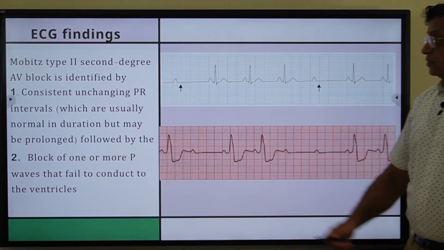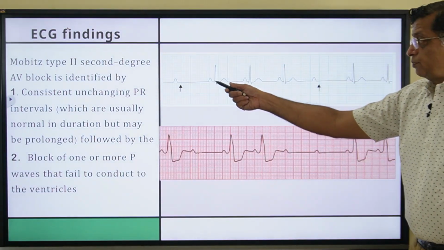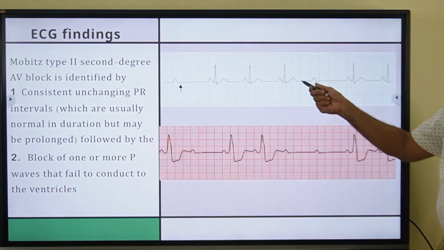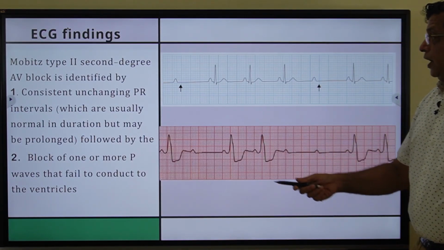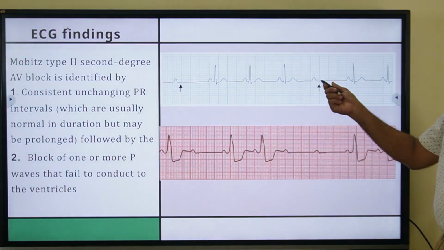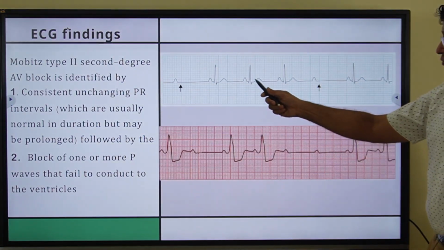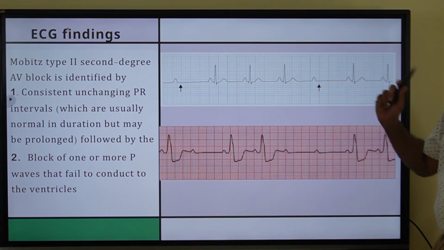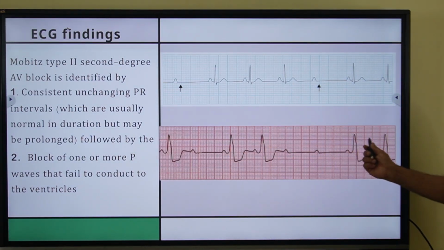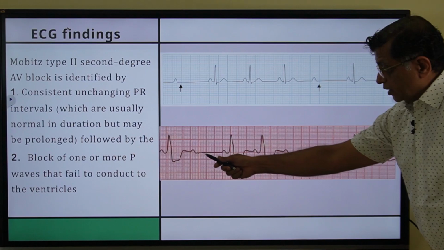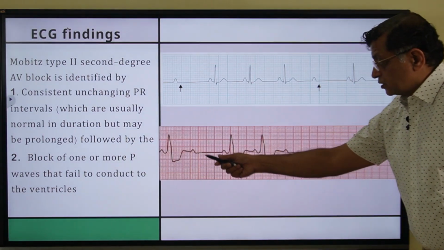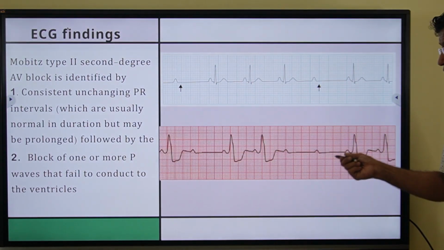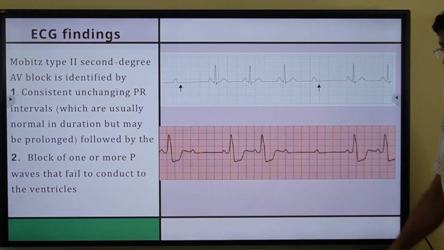The ECG findings, as we have just discussed: the PR interval remains constant in all those impulses which are transmitted to the ventricles, and some of the atrial impulses, the P waves, are not followed by the QRS complex. In this example, the QRS is narrow. This is another example of Mobitz type 2 second degree AV block. The PR interval is again fixed in all those impulses that are transmitted to the ventricles, but some of the impulses, the P waves, are not followed by the QRS complex. So this is second degree AV block, but the QRS is wide.